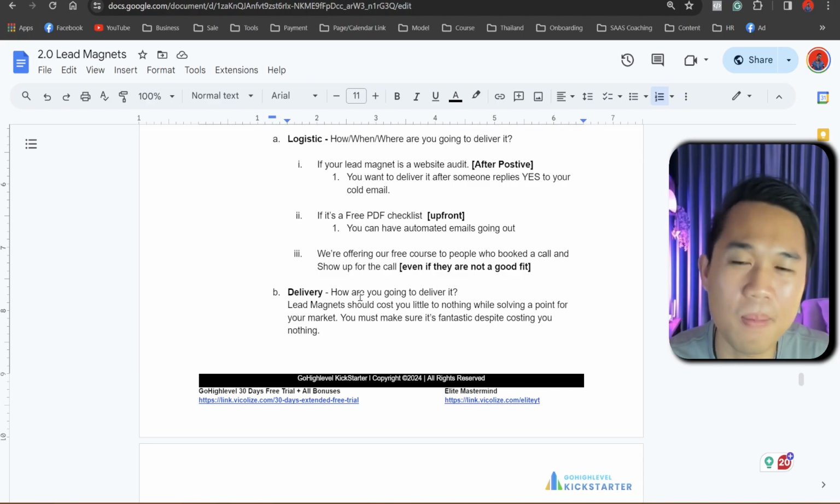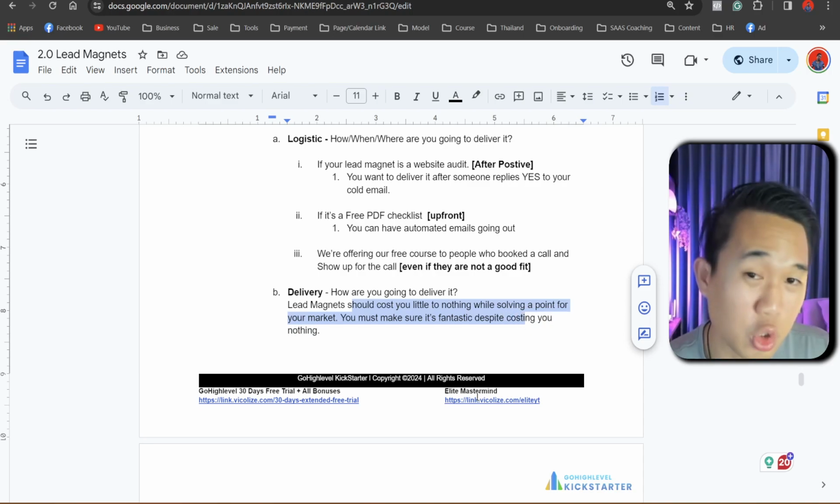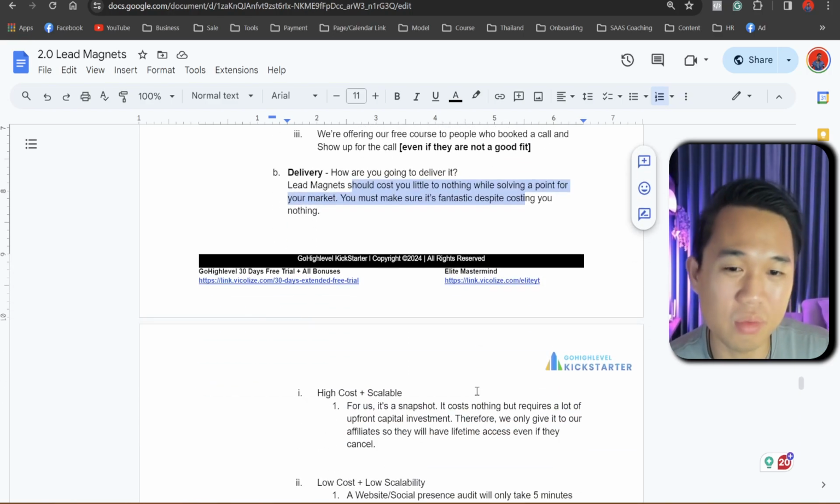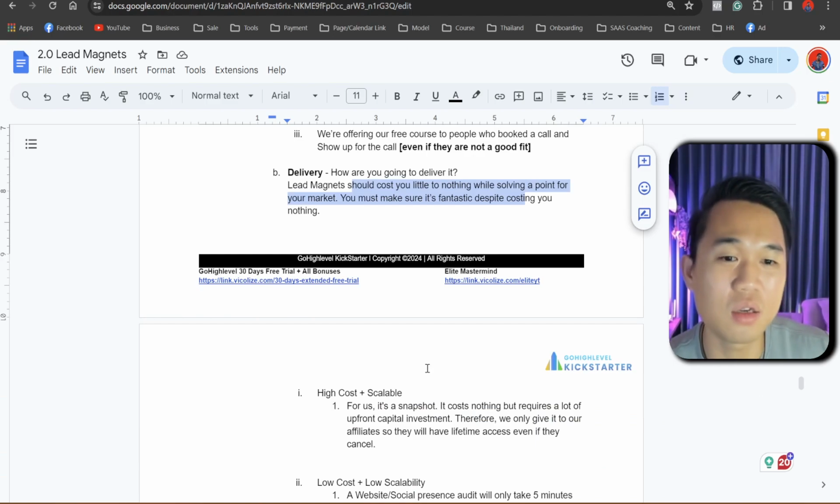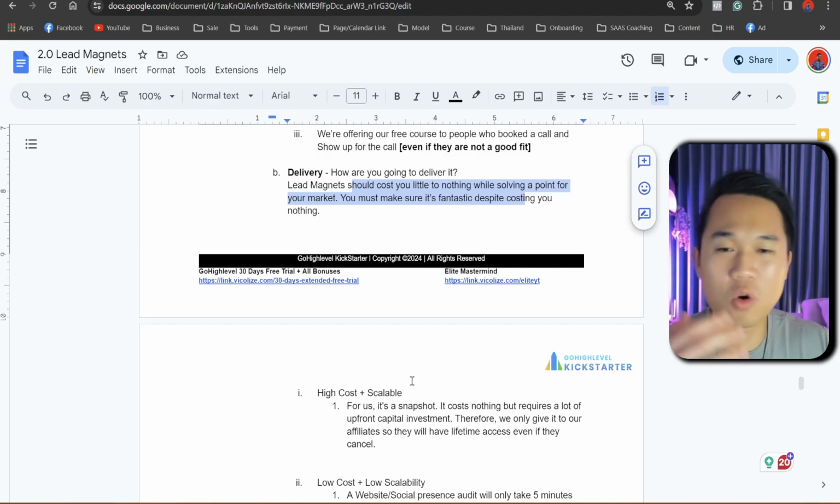How, in terms of resource and logistics? It should cost you little to nothing while solving a pain point for your marketplace. You must make sure it's fantastic despite costing you nothing. Just make it as good as possible to build your goodwill. If it costs you $10, it should be worth like $100, so they know that you're actually providing value and you're building goodwill with your audience because of that.